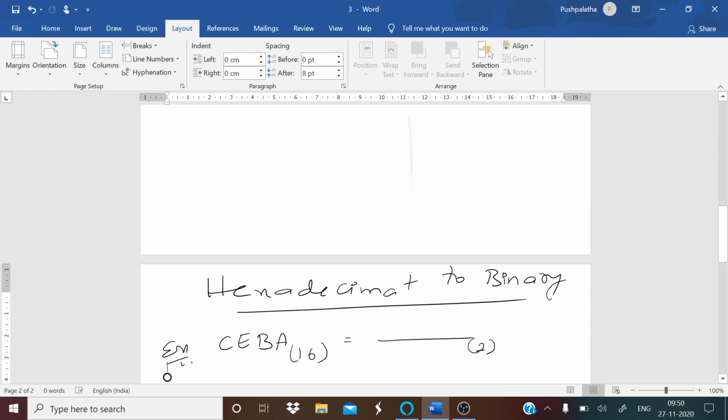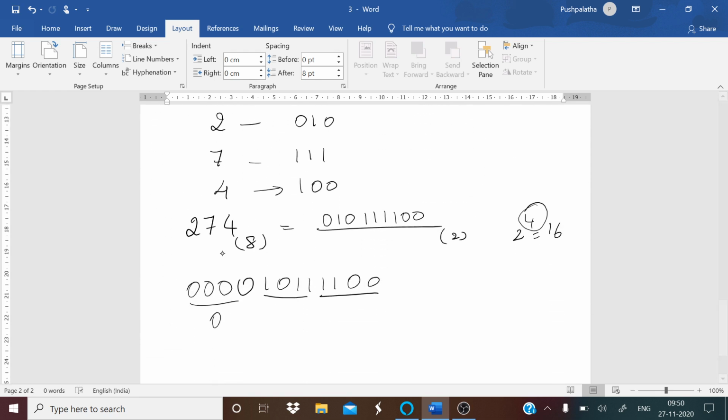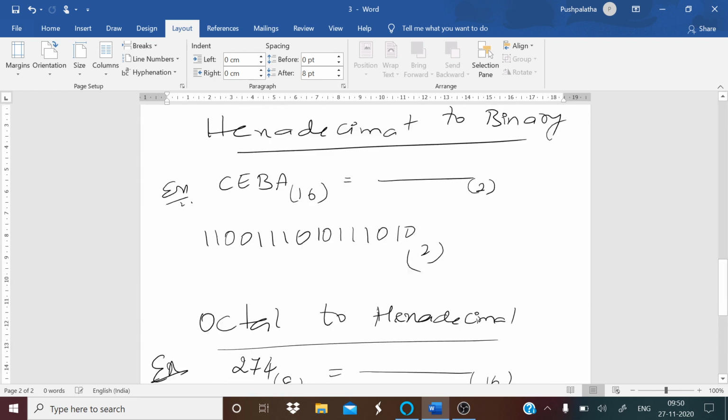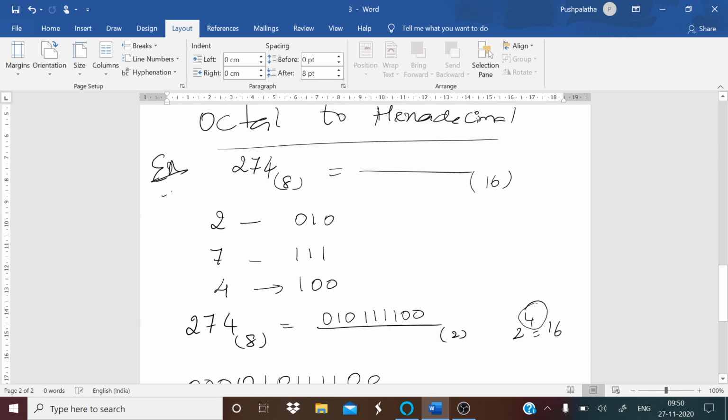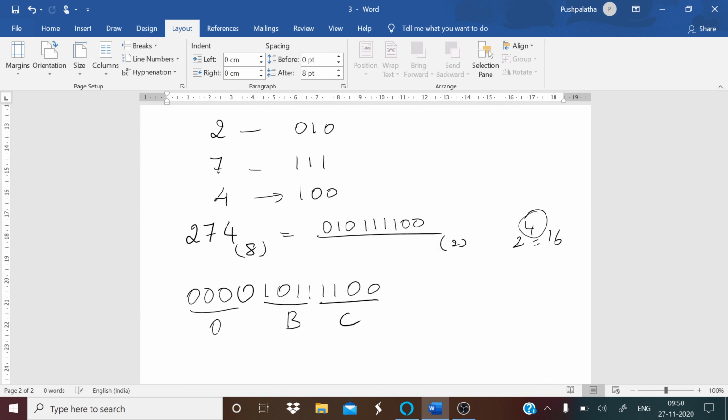1011 is your B. And what is your 1100? 1100 is your C. So what is the answer? 27 base 8, if you are going to convert it into the hexadecimal number system, the answer is B and C. BC to the base 16. That is the conversion. How do you convert?